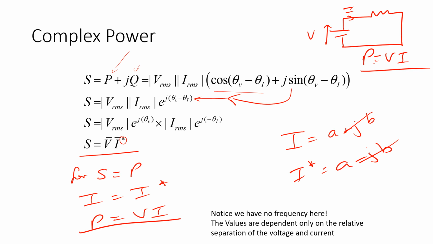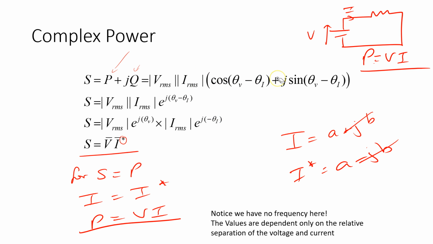The other thing we should note here is that in these equations we have no time and no frequency. So these are all average values, and the values here are dependent only on the relative separation of the voltage and current. It does not depend on the frequency at all. Of course, it will depend in a sense on the frequency because the reactances in the circuit depend on the frequency, and the larger the reactance, the smaller the current, and so on. So there is some dependency there. But if you look at the angles here, they do not depend on the frequency directly.